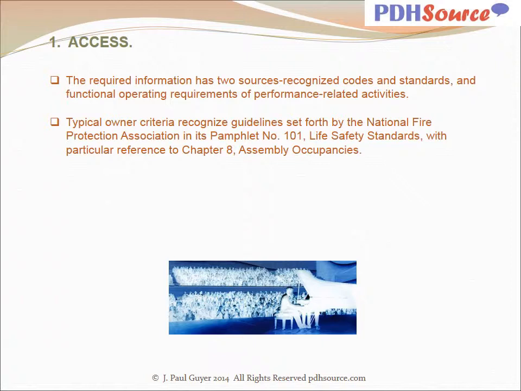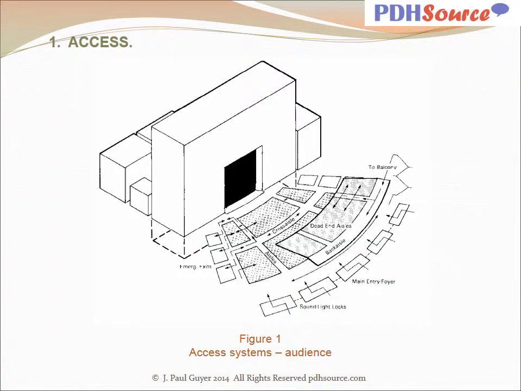Typical owner criteria recognize guidelines set forth by the NFPA Pamphlet 101 Life Safety Standards, with particular attention directed to Chapter 8 Assembly Occupancies. Figure 1 indicates schematically access systems for the audience.